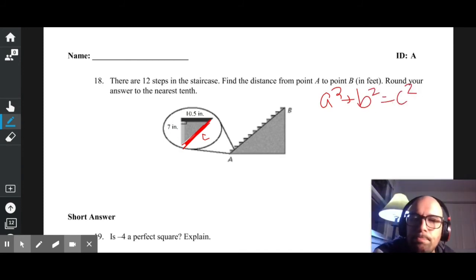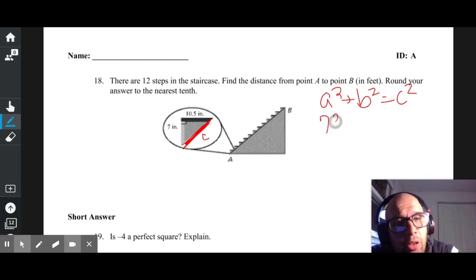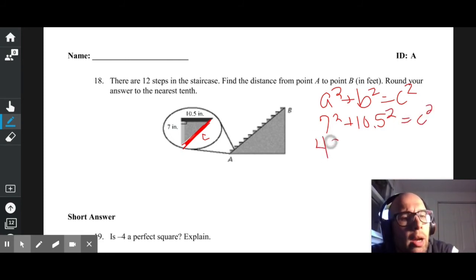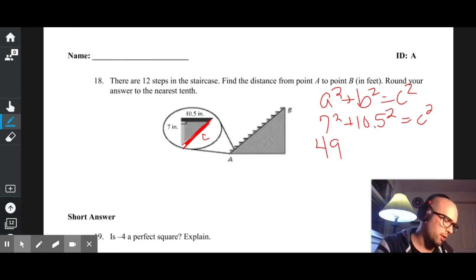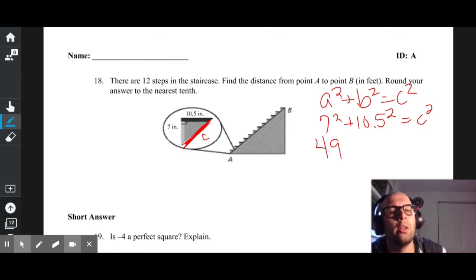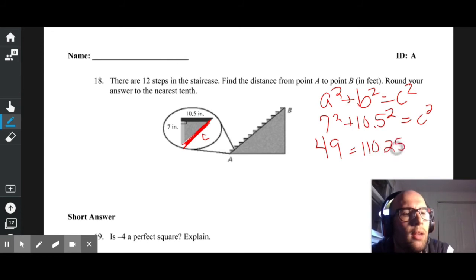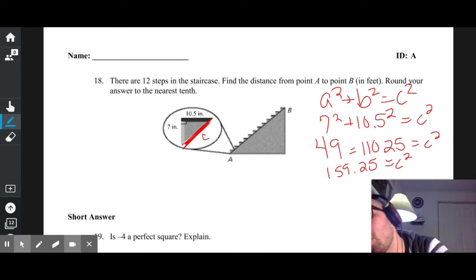There it is. 7 can be A. Doesn't matter as long as the longest side is C. 10.5 is going to be B. Square it equals C. 7 squared is 49. 10.5 squared. I feel like I should know this, but I don't. I do know it. It's 110.25. That's going to equal C squared. Add them up, and you get 159.25 equals C squared.